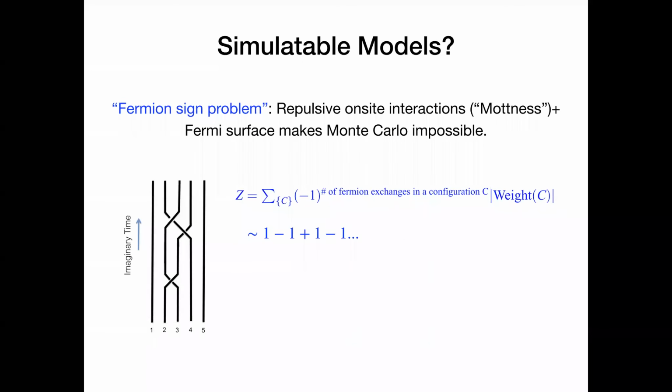The essence of the sign problem, at least the way I see it, looking at all the examples together, is that there's a tension between repulsive on-site interactions, which one can call Mottness, and having a Fermi surface. By Fermi surface, I mean a finite density of electron charge along a whole surface, not a point, where electrons remain gapless. That's the hard part about the sign problem.